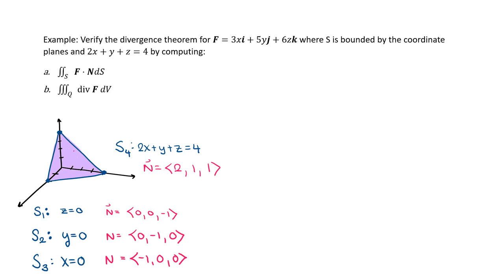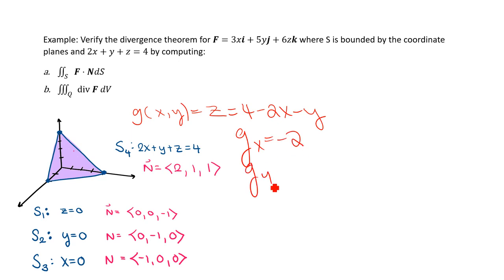If you want to connect this to how we've been finding our surface integrals in the past, in this case we could say that our g(x, y) is the equation solved for z: z = 4 - 2x - y. Our g sub x is -2. Our g sub y is -1. So our normal vector is <-g sub x, -g sub y, 1>.